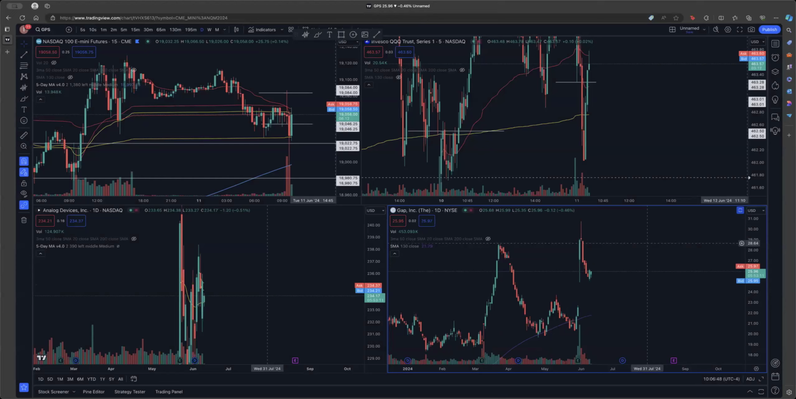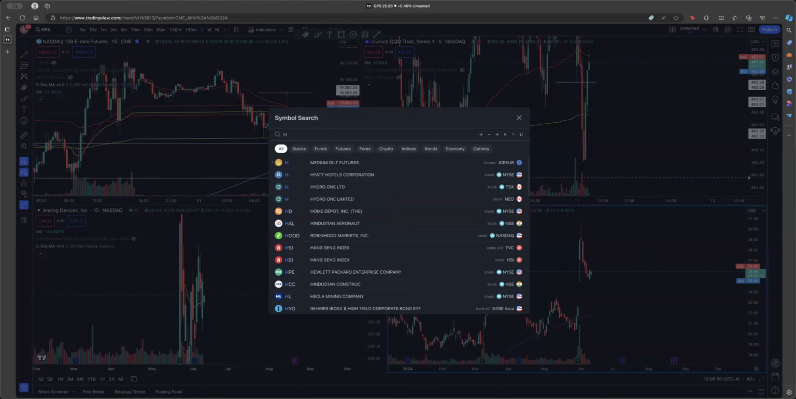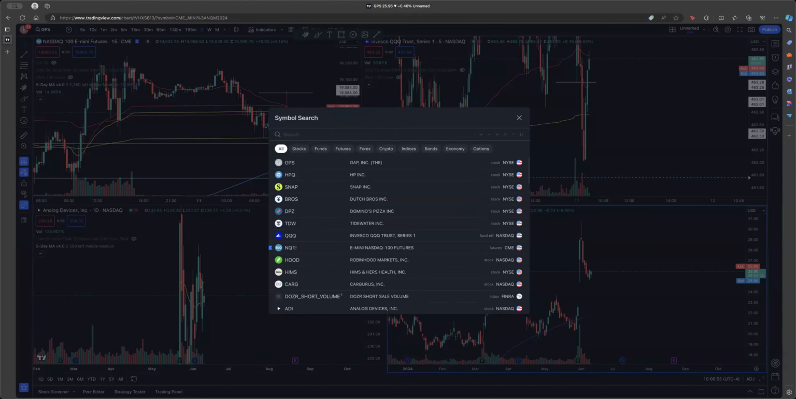What else we got on the watch list? Hood, we're not going to talk more about Hood. We already went over it. We already went over HIMS. We already went over Carg. There's no reason to make any changes over there in any of them.